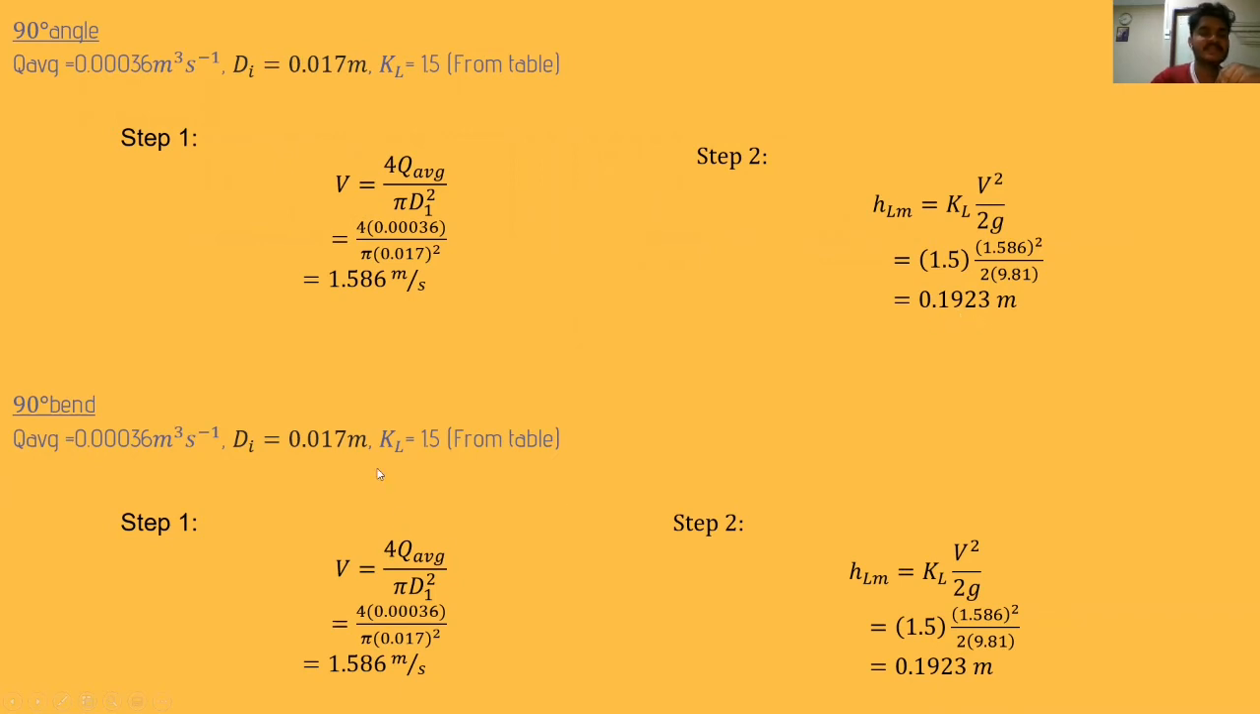0.1923. As we saw previously, for both sudden contraction and sudden enlargement, the final value, which is head loss, was the same. The same goes for the 90-degree bend. So the KL value for both situations is just the same. We can see that the velocity is the same as well as the head loss.